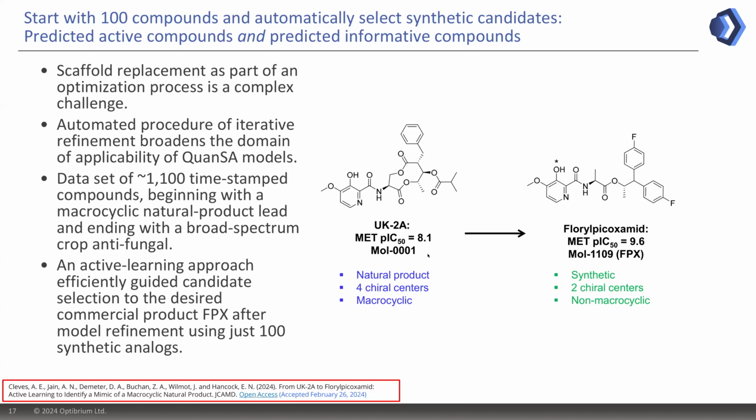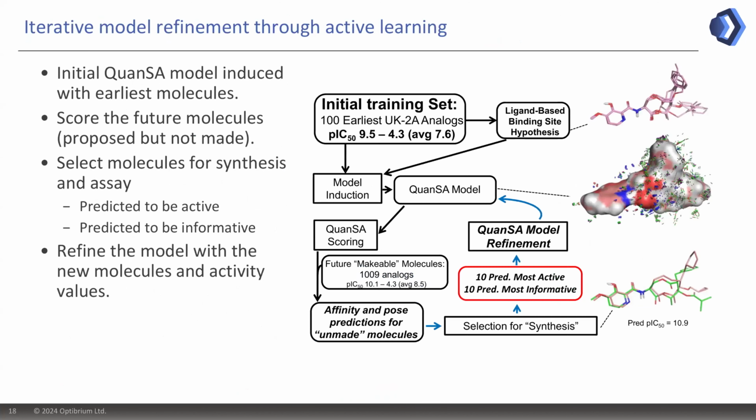And what we want to do in this thought experiment is apply Quanza in an active learning strategy such that we can efficiently arrive at this commercial product that is synthetic. It doesn't require fermentation. It has only two chiral centers, and it's non-macrocyclic. And in fact, what you're going to see is that we use the first 100 molecules in this data set to build a model, and then we had to select just 100 more to arrive at this desired product.